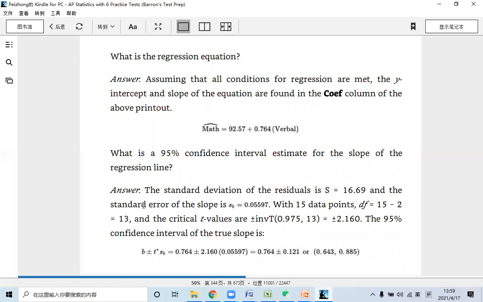Standard error of the slope is 0.0599. And you have 15 data points. The degrees of freedom is 15 minus 2, that is 13. So the total degrees of freedom is 13. And you have the t value.